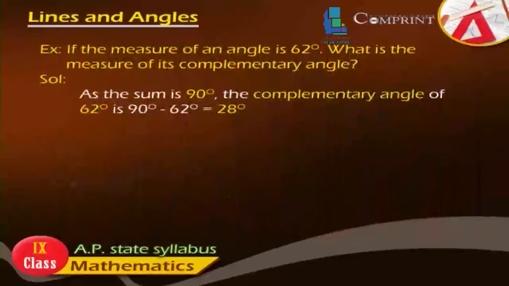Example: if the measure of an angle is 62 degrees, what is the measure of its complementary angle? Solution. As the sum is 90 degrees, the complementary angle of 62 degrees is 90 degrees minus 62 degrees, which is equal to 28 degrees.